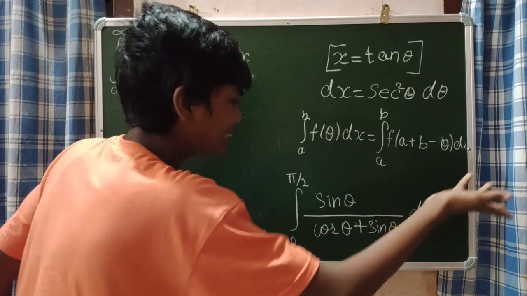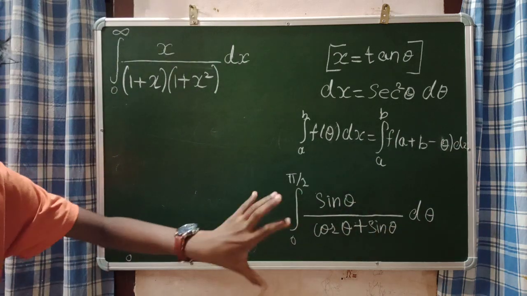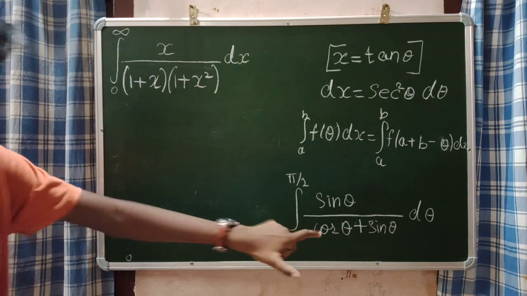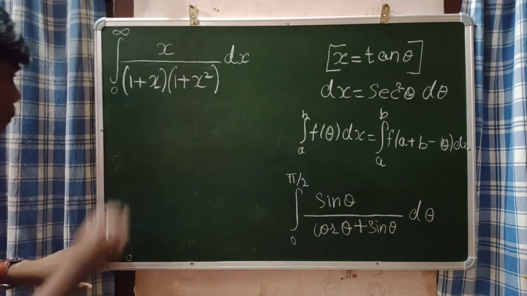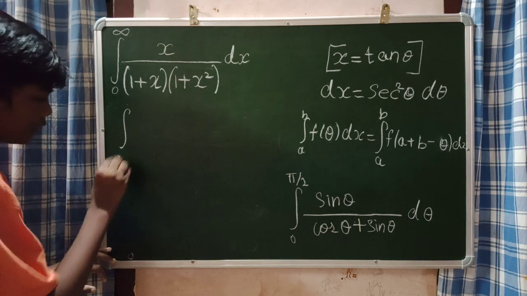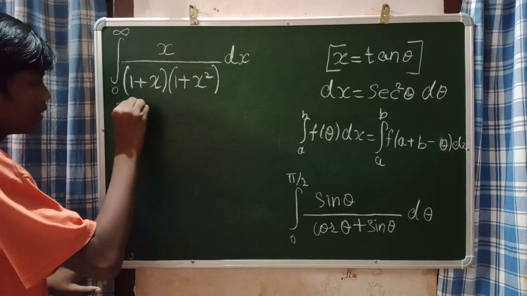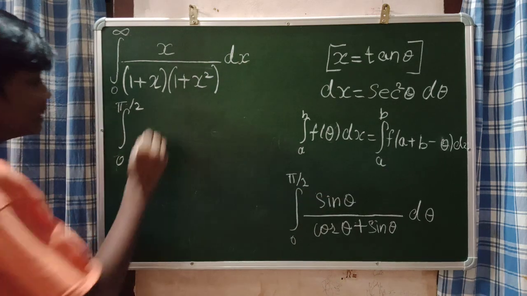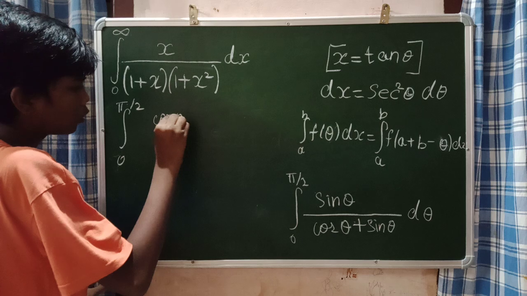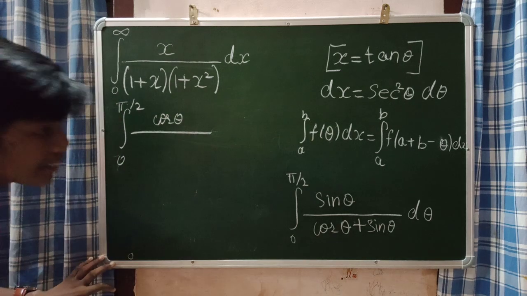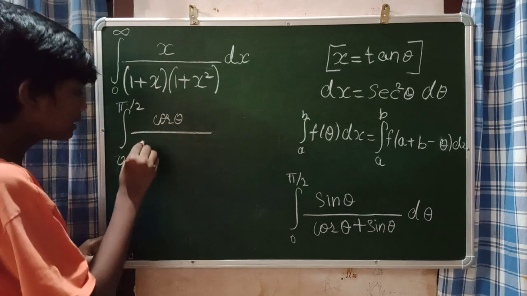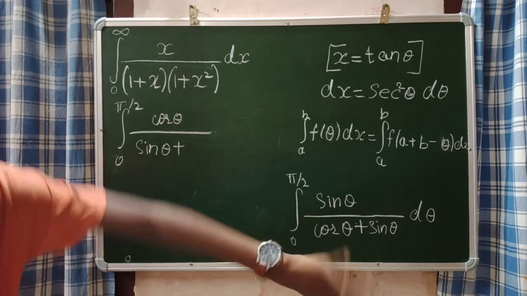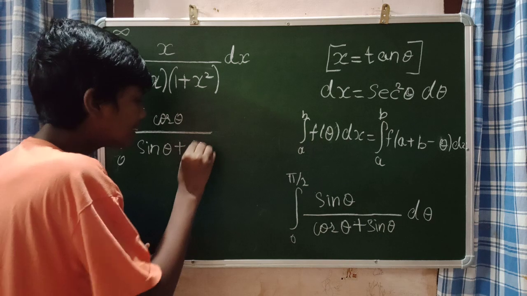F of pi by 2 minus theta is nothing but, to find the value of f of pi by 2 minus theta, put theta as pi by 2 minus theta. When you put theta as pi by 2 minus theta, what will you get? The integration will be 0 to pi by 2 only, a to b only. Now f of pi by 2 minus theta is sine of pi by 2 minus theta. Sine of pi by 2 minus theta is nothing but cos theta. Then cos of pi by 2 minus theta is sin theta. Then plus sine of pi by 2 minus theta is cos theta.